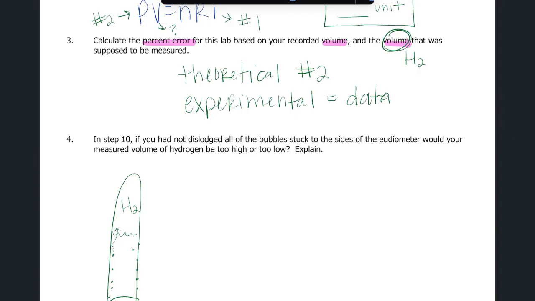And so if you had not tapped, and the gas was still stuck at the bottom of the eudiometer, then would your measured volume of your hydrogen be too high or too low? And make sure you explain.